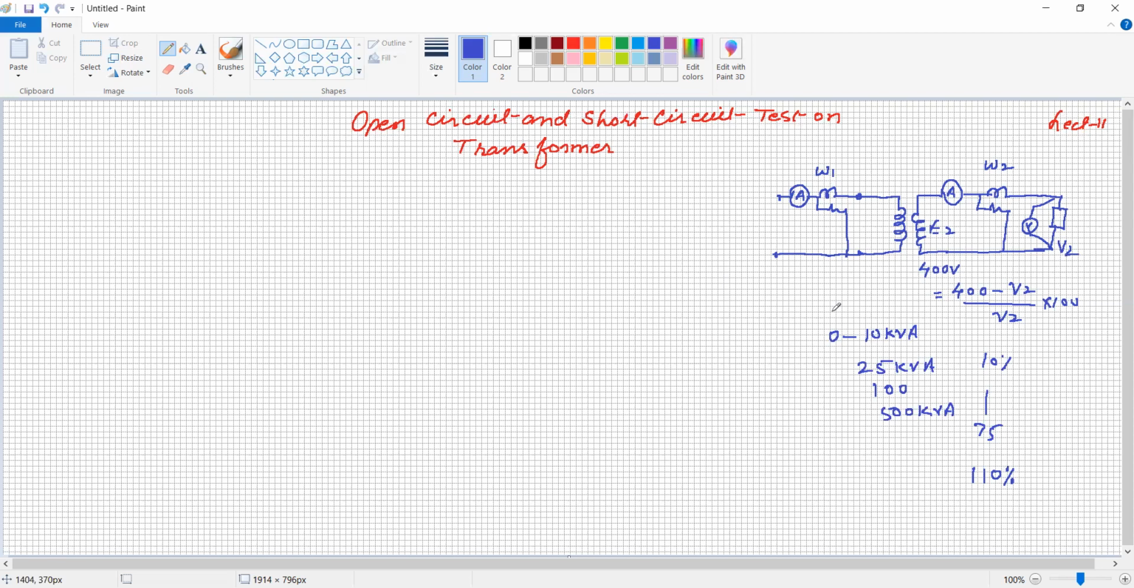This is somewhat difficult. But there are some advantages in the direct load test. One is that at actual value we can find the real voltage regulation and real efficiency. Second, the temperature rise, which is very important for any machine, is accounted for, because under open circuit and short circuit, the transformer is not actually loaded. Therefore, the temperature rise cannot be accounted for in the indirect method of testing.